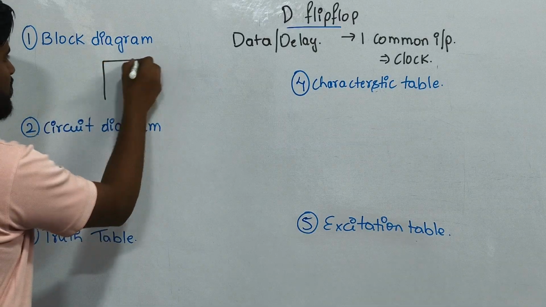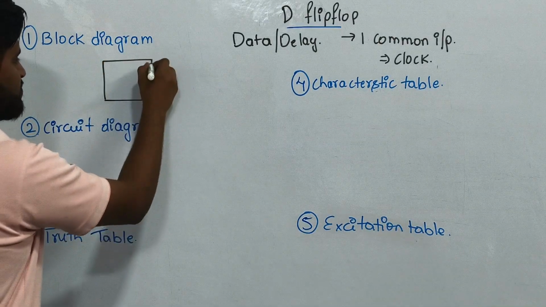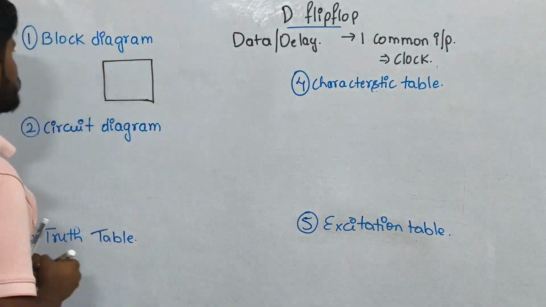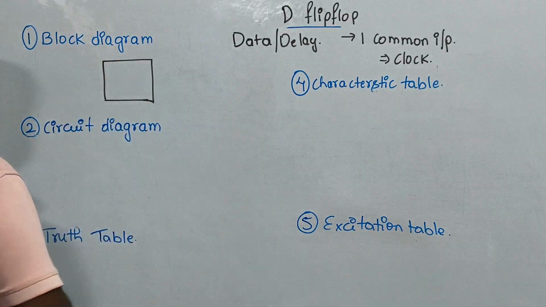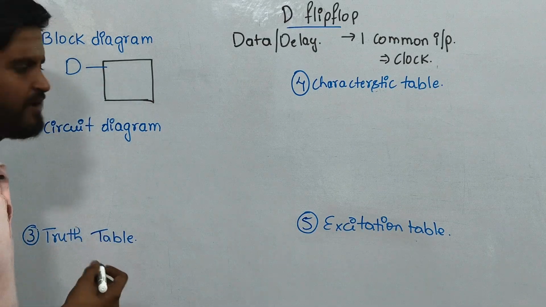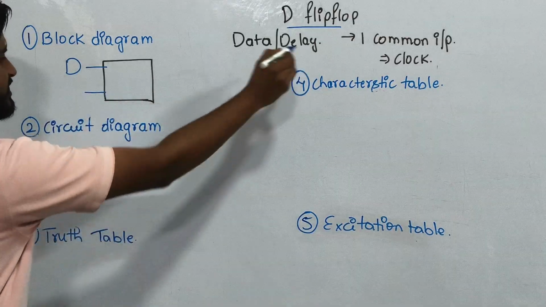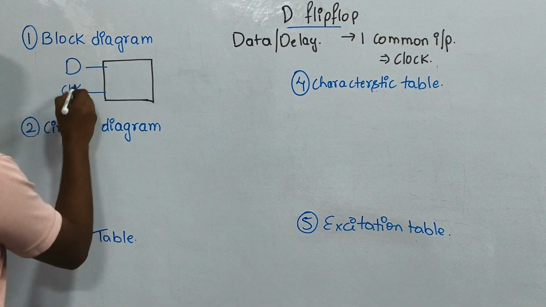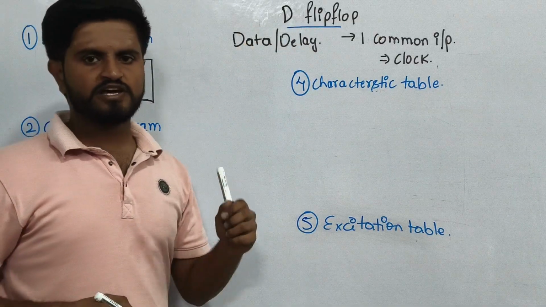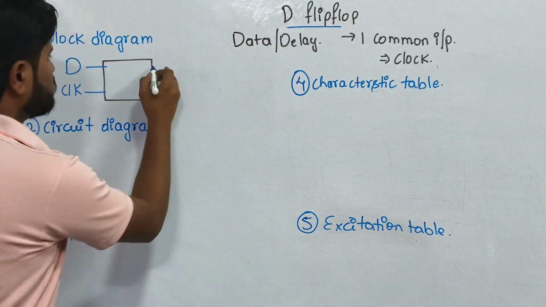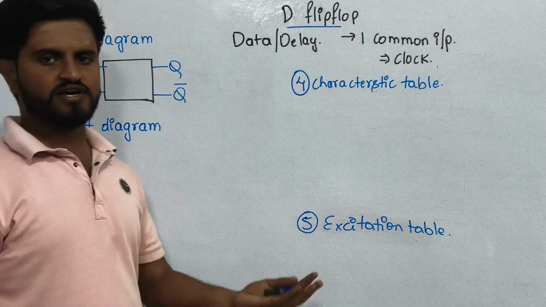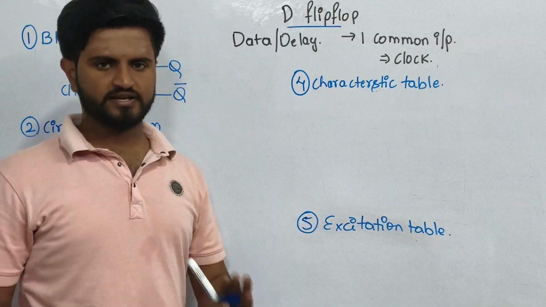So in block diagram what we will be doing? We will be just representing what are the inputs and what are the outputs. So if you see, D is the one input in D flip-flop, that is data or delay, and another common input is clock. I will represent clock using CLK. And in all types of flip-flop, we will be having only two outputs. One will be Q and another one will be Q bar. You can use any variable, A, A bar, B, B bar, like that also.